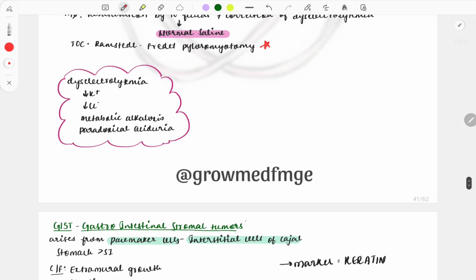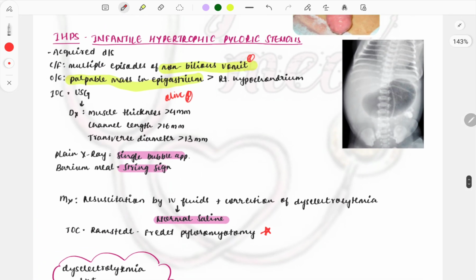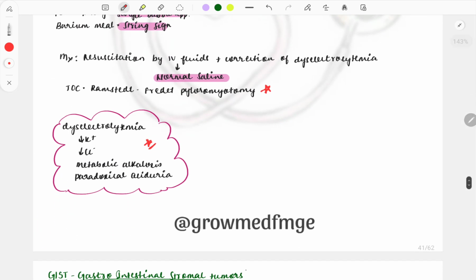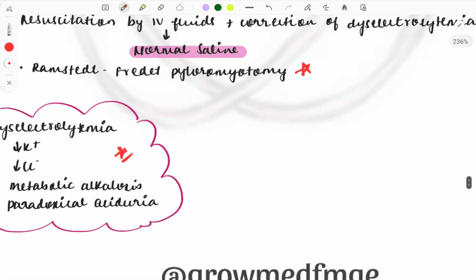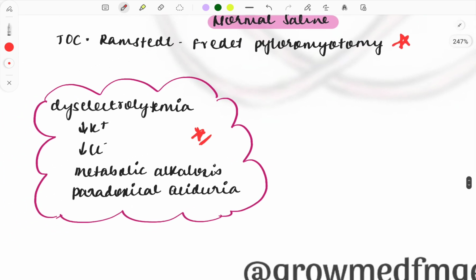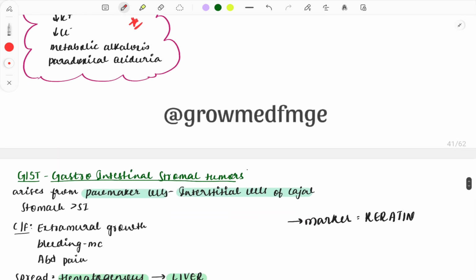Then moving on, this is the dyselectrolytemia seen in case of this pyloric stenosis, because there will be vomiting. Whenever there is vomiting, there will be loss of electrolytes, and this kind of electrolyte imbalance is seen: hypochloremia, hypokalemia, metabolic alkalosis with paradoxical aciduria. You need to remember this point.